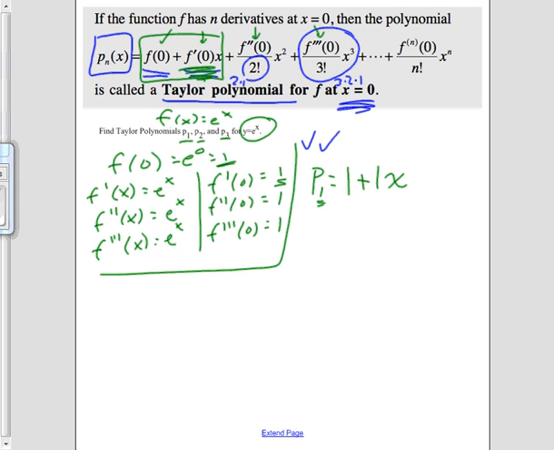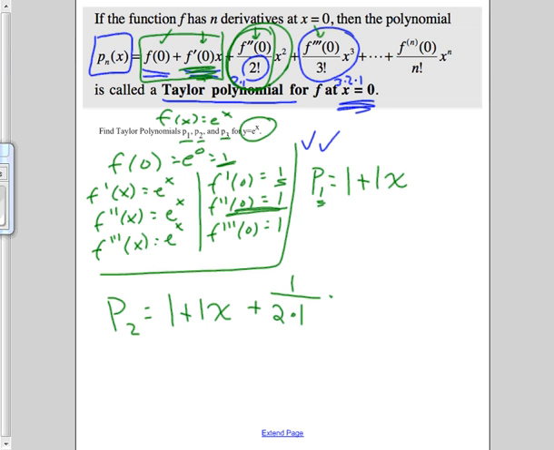If I wanted to find a polynomial function of degree 2, well, it has P1 in it, so we have 1 plus 1x. But now I'm going to add this section, including the x squared. So plus f double prime of 0 is 1 over 2 factorial, which we write as 2 times 1, times x squared. So that's our polynomial function of degree 2.